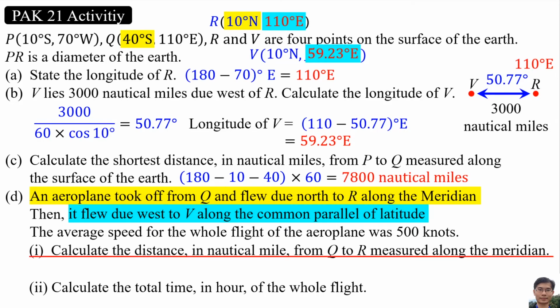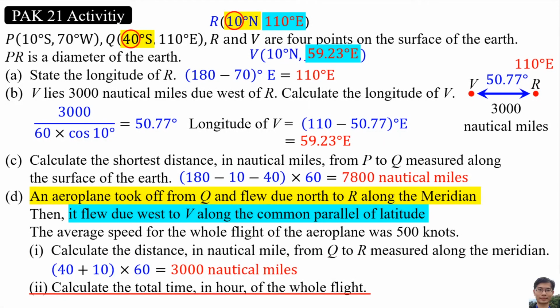Number 1. Calculate the distance in nautical miles from Q to R measured along the meridian. So the difference in angles is they have different direction, so we add both angles. 40 plus 10 times 60 equals 3000 nautical miles.